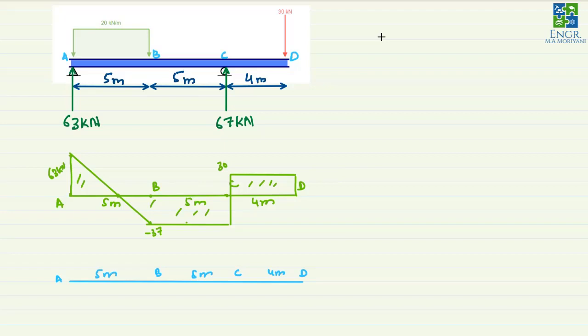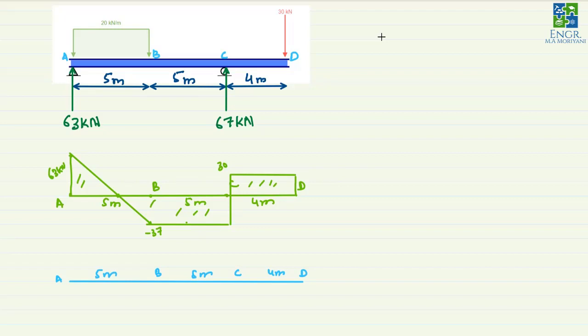Now let's draw the bending moment diagram for the same. Because the shear force diagram is crossing the 0 point at an unknown location, we first need to find that distance, because once we know that distance, we will be able to draw the bending moment diagram.